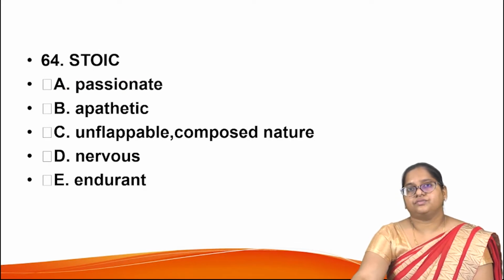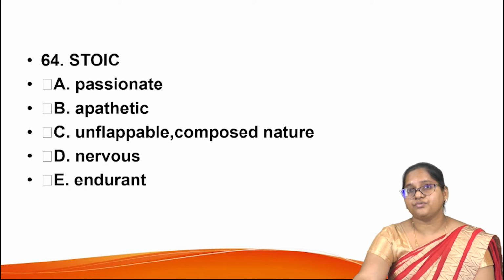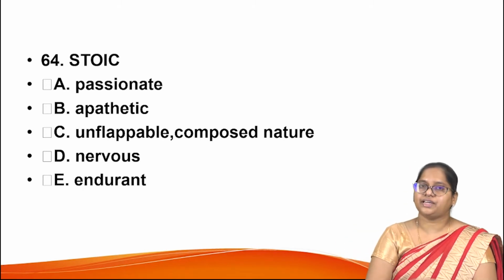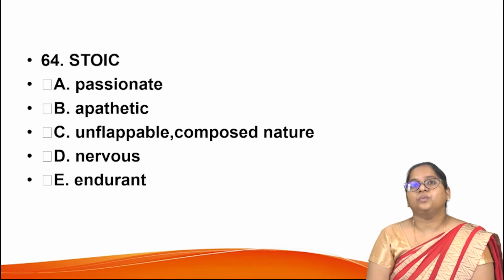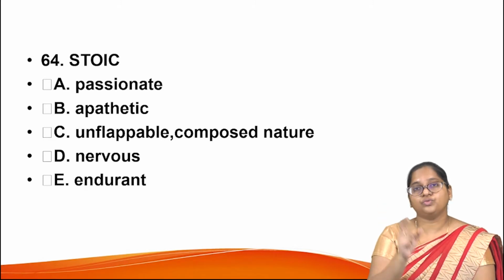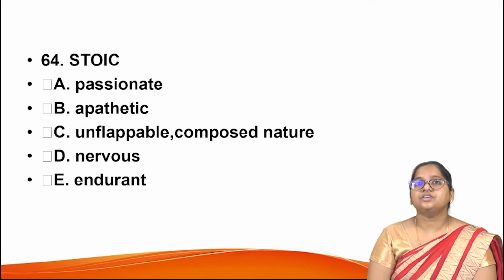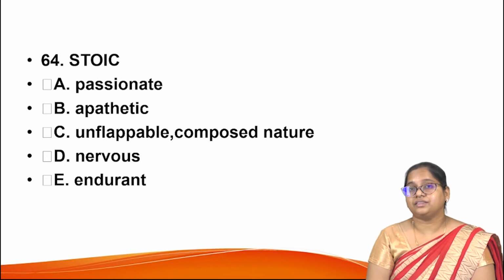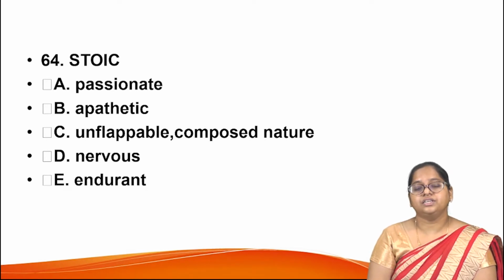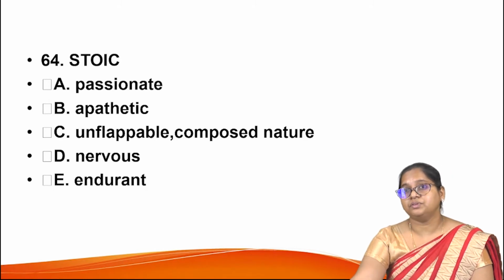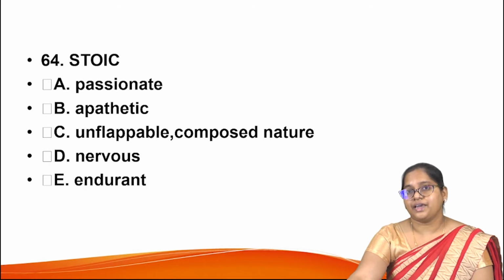Next question, question 64, STOIC. One more puzzle for you. I'm not here to help you with the answer, so take a few seconds to look at the question while I read out the options. You can choose one of the options given and mark it as the right answer. STOIC: A, passionate; B, apathetic; C, unflappable; D, nervous; E, endurant.